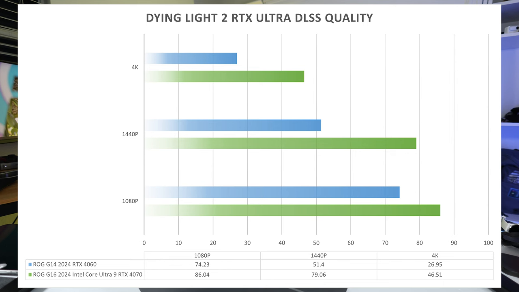So the fact that even at 4K, you're able to run this game at 46 FPS is quite stunning at how thin and light this laptop is. And for a game like this, 46 FPS is more than good enough. And again, I'm running this on the maximum settings you could possibly run it at. Now let's look at Horizon Zero Dawn.